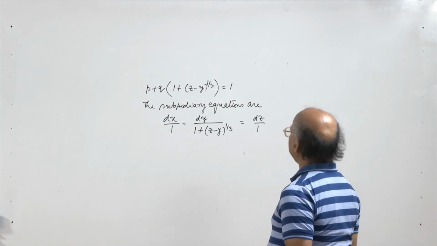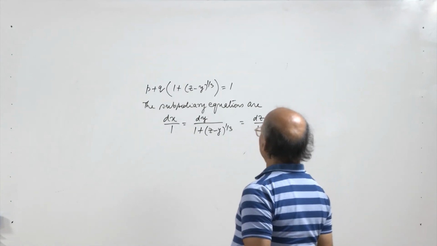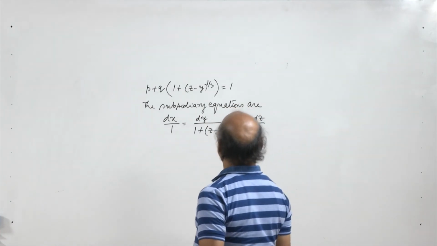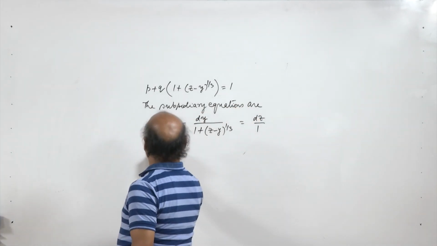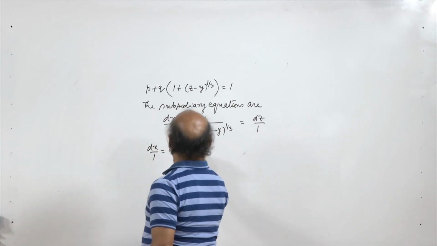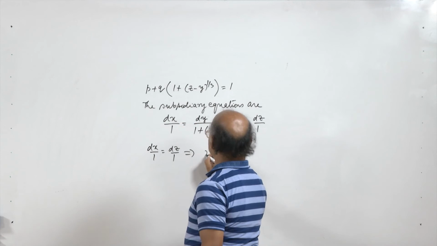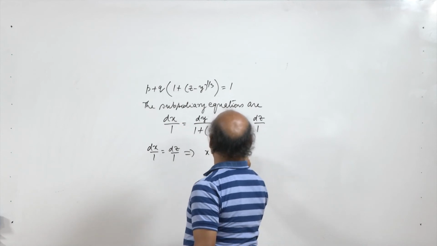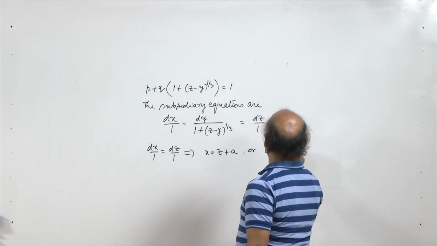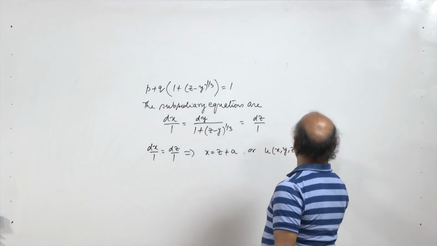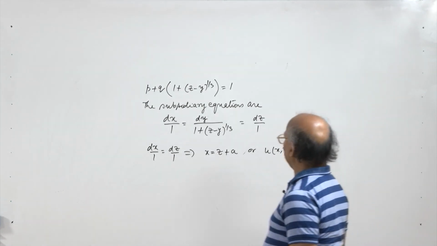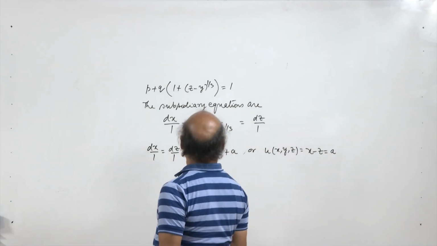Now we have to find two independent integrals, u equal to constant and v equal to constant, from these subsidiary equations. So let us first solve dx over 1 equal to dz over 1. Solving this, we get x equal to z plus some constant a, or u(x, y, z) equal to x minus z equal to a. Now let us find the other solution.